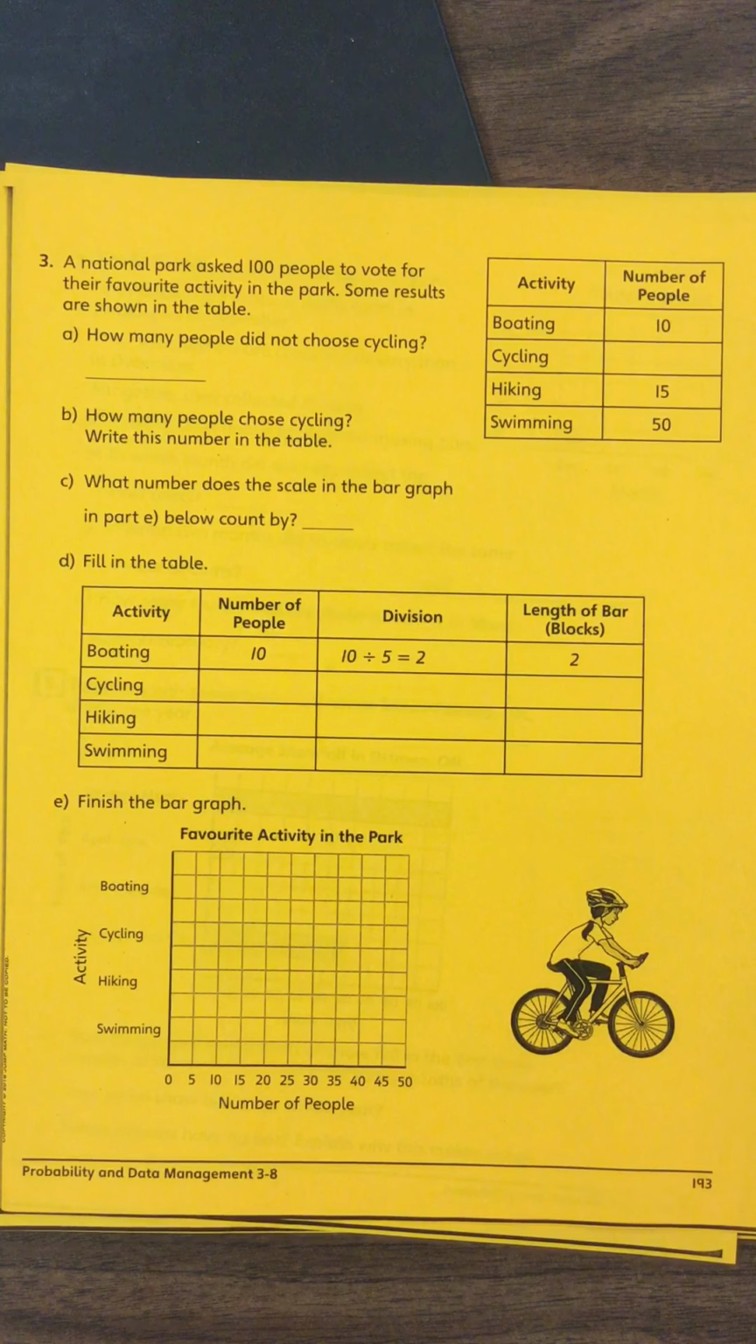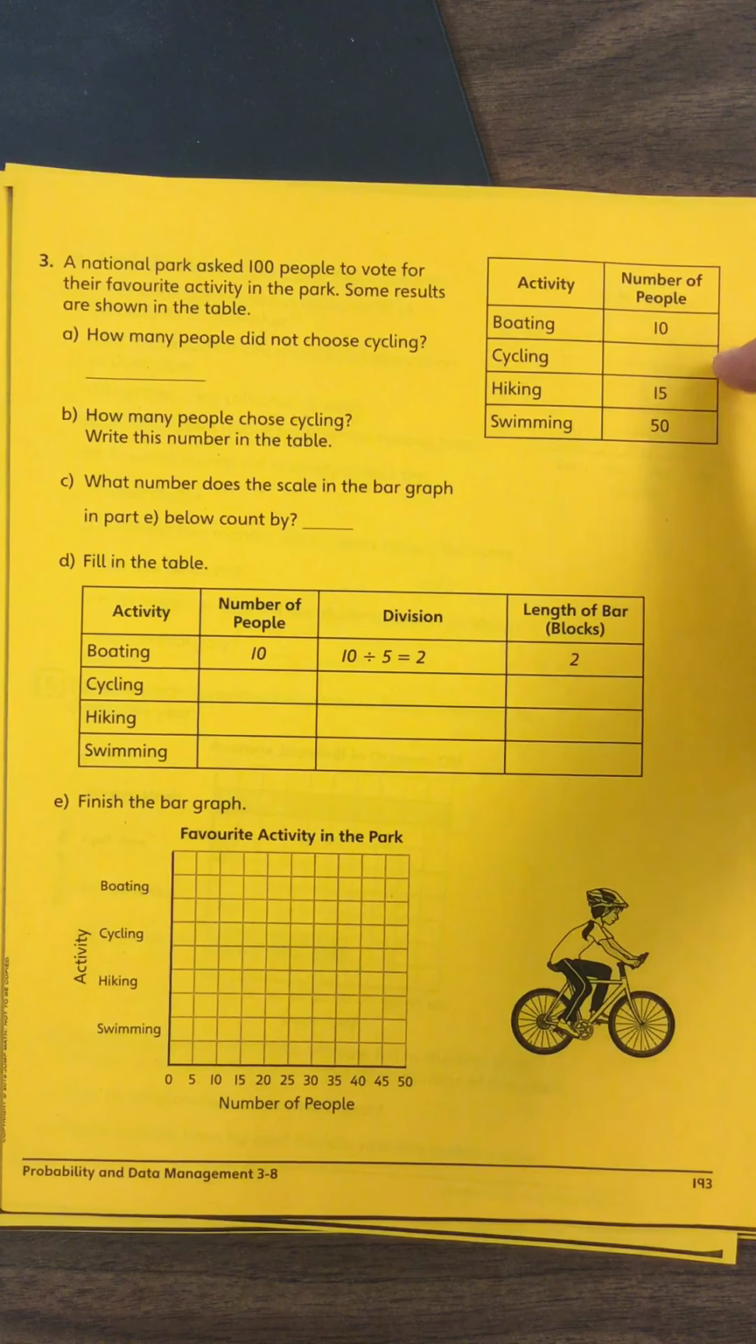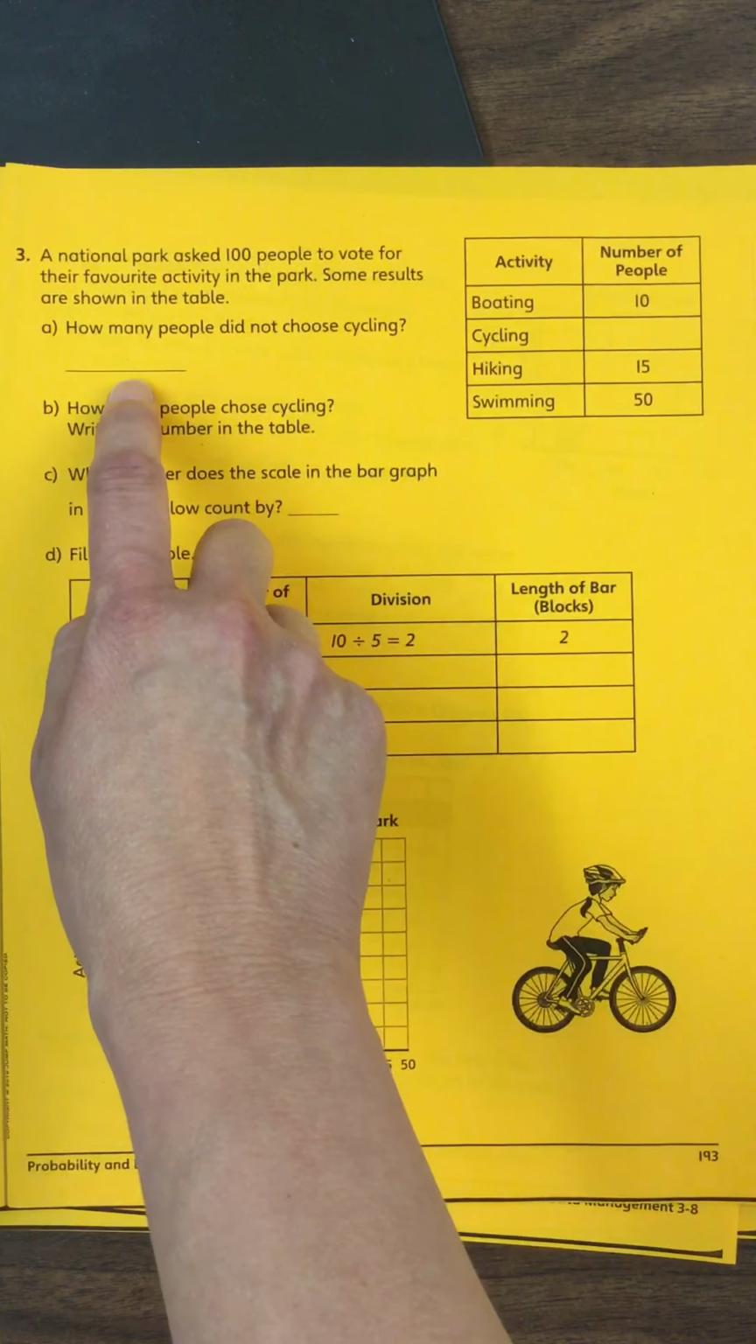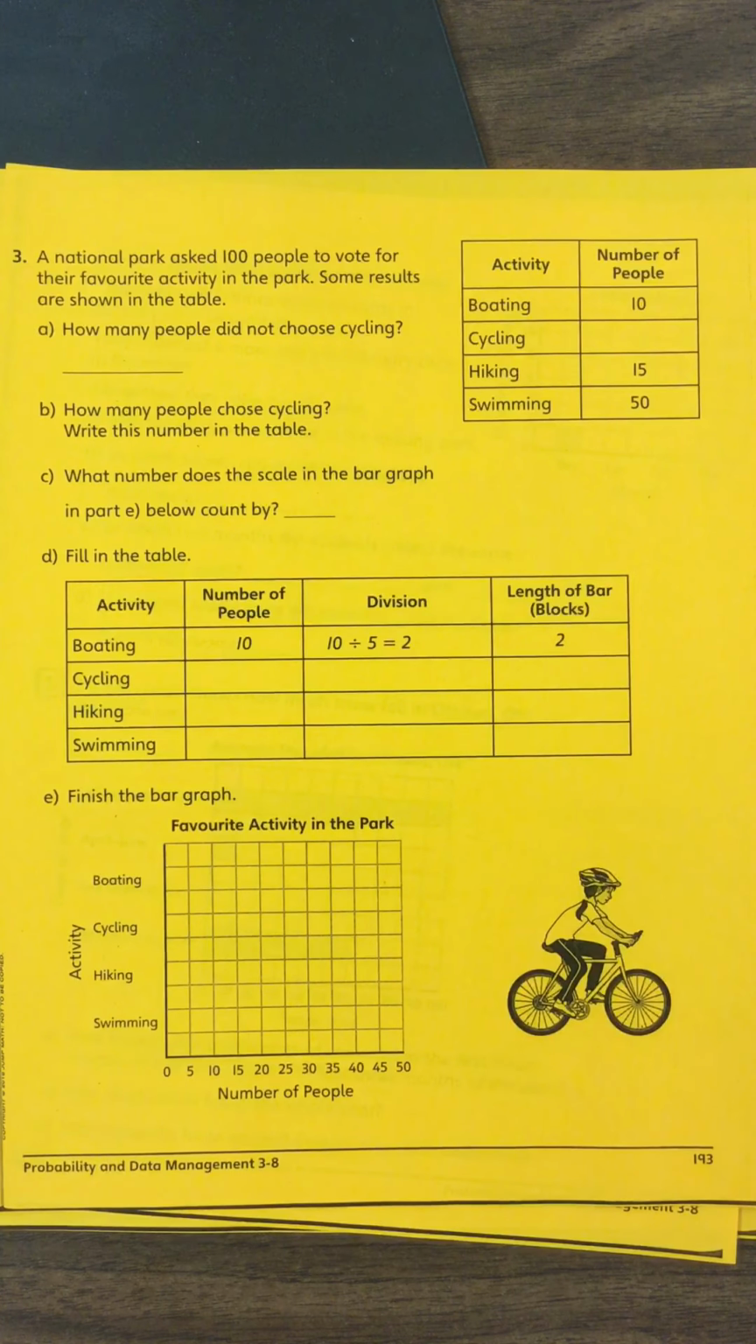How many people did not choose cycling? Well, we don't know how many did choose cycling, but we know these people chose boating, these people chose hiking, and these people chose swimming. So your job is going to be to add these numbers up. 50 plus 15 plus 10. That will tell you how many people did not choose cycling.